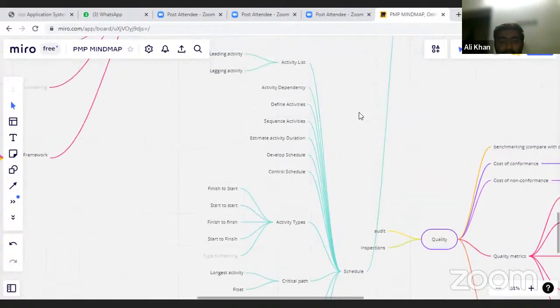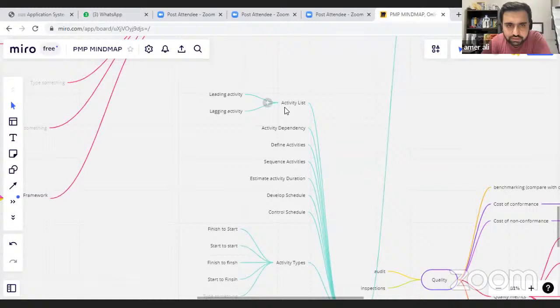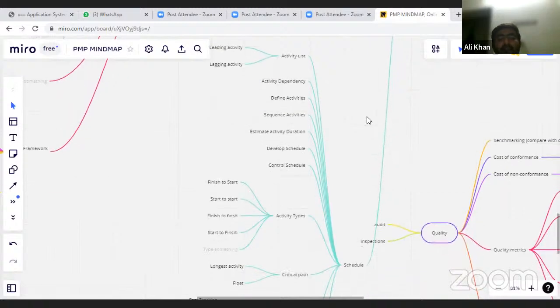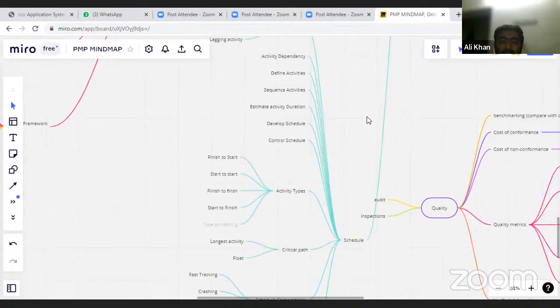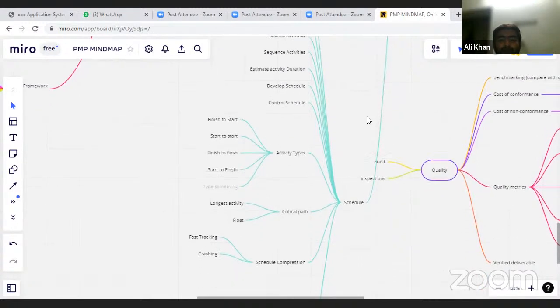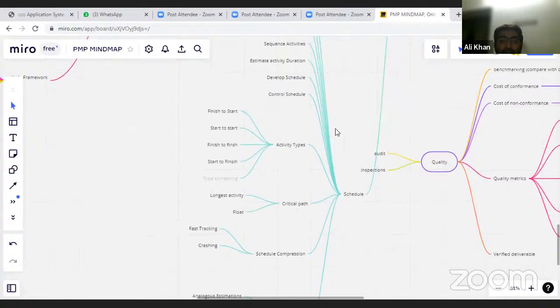Schedule management. We have the activity list, and in activities we have leading activity and lagging activity. We have activity dependency. We have to define activities, sequence activities, then estimate activity duration, develop the schedule, and control the schedule.